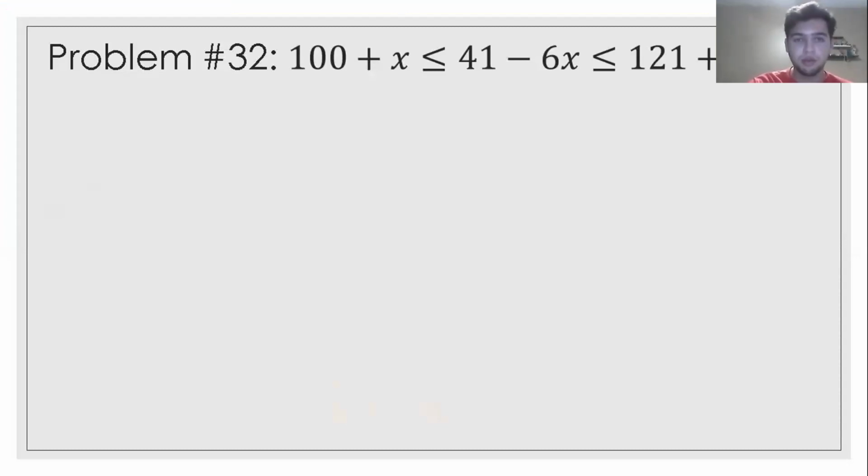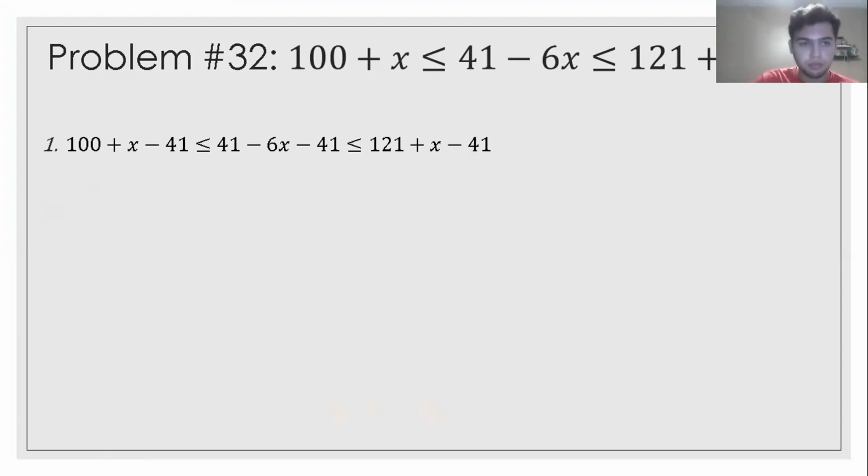Here's the problem, number 32. The problem said: 100 plus x is less than or equal to 41 minus 6x, which is less than or equal to 101 plus x. The first step was to subtract 41 on each side, so we can eliminate the 41 from the middle.